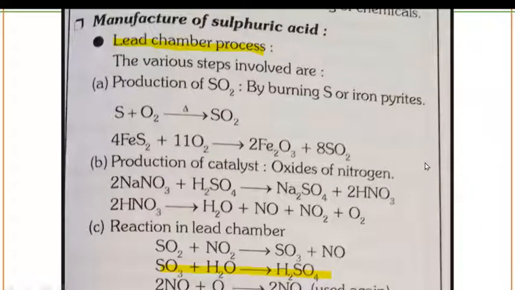Okay guys. Now talking about the physical properties, nearly 100% sulfuric acid solutions can be made, and chamber acid and tower acid were the two concentrations of sulfuric acid produced by the lead chamber process. So this was all about sulfuric acid.